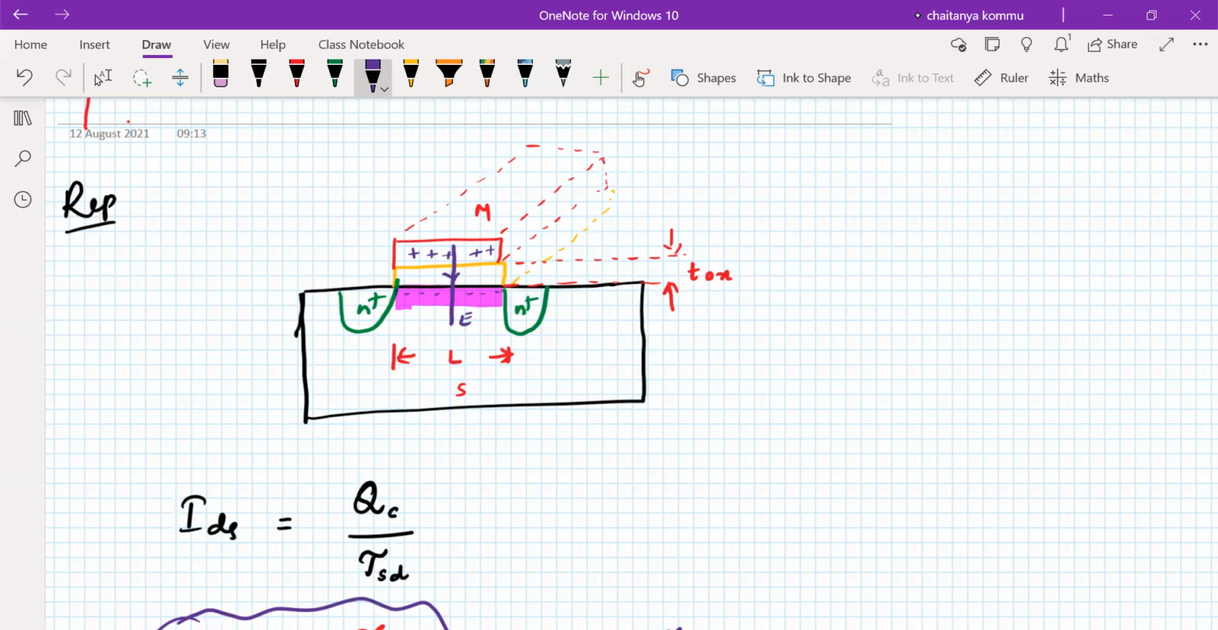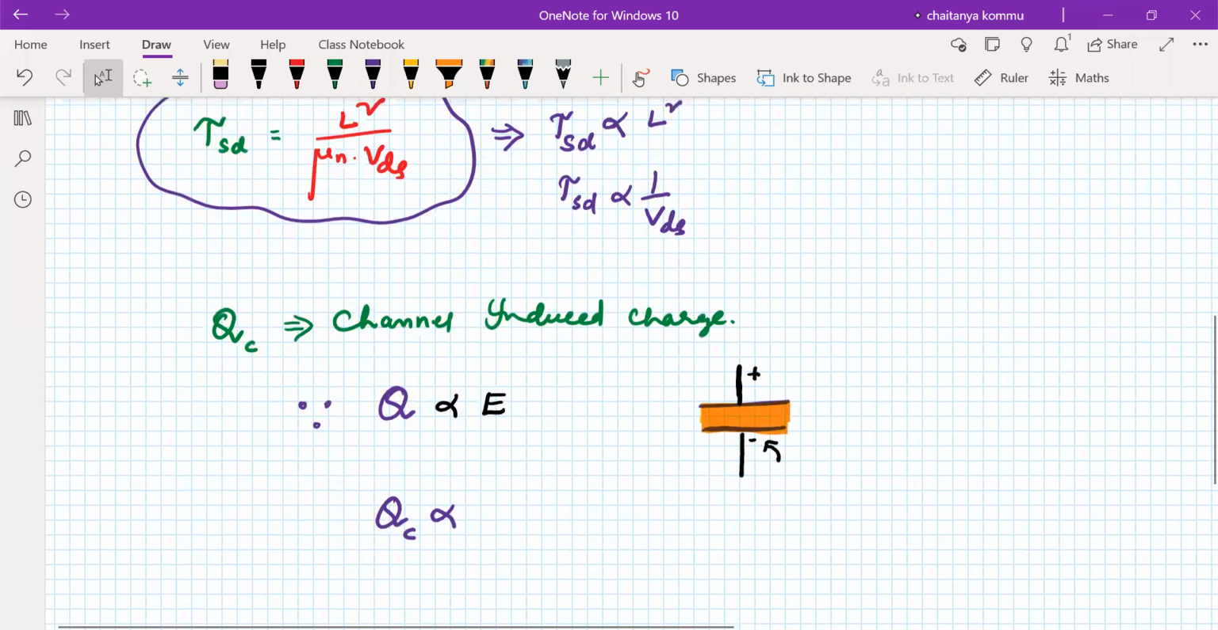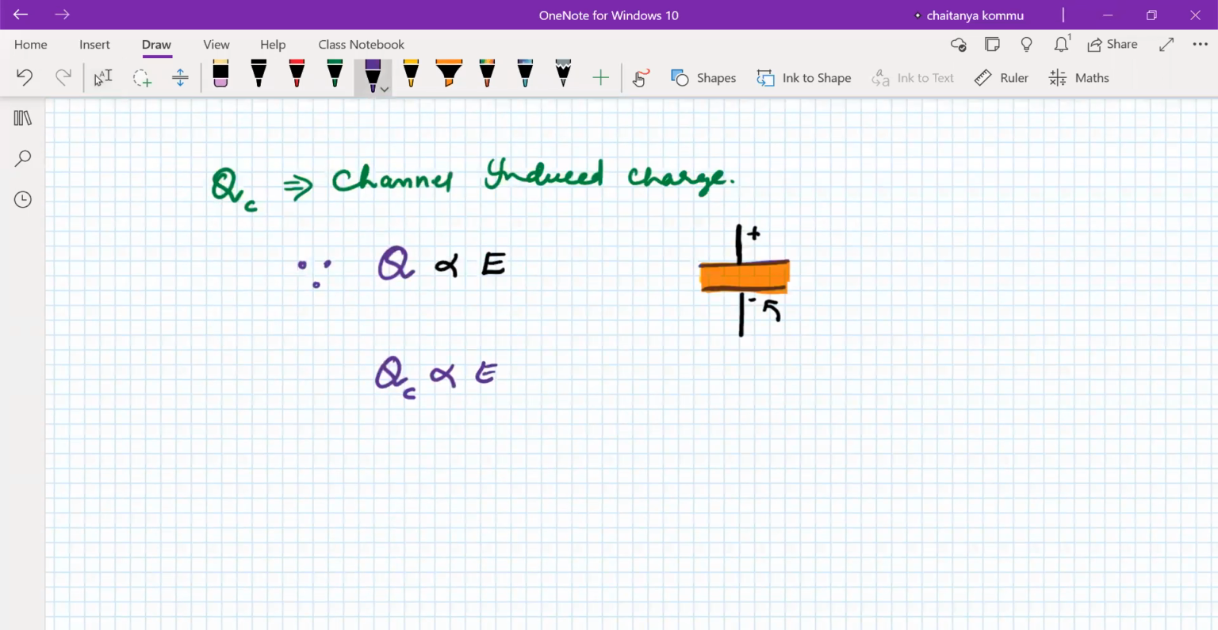Okay, so what is this electric field? We can call it the gate to channel electric field. That's what we should remember. The gate to channel electric field is important, not the drain to source electric field. It is the vertical electric field, something like this. Therefore, this electric field is called the gate to channel electric field.